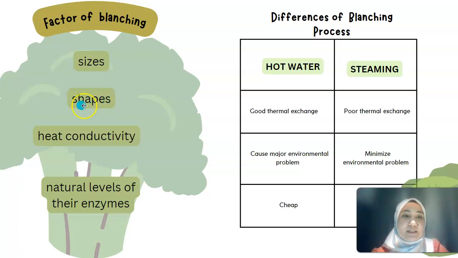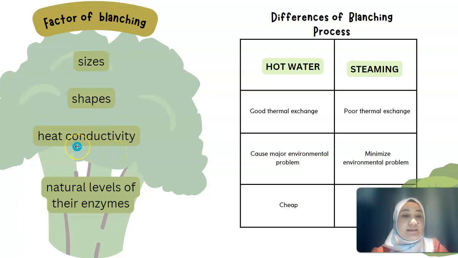Second one, shape factor. During the blanching process, the sample or the product also needs to be cut into uniform shapes. This will also help to encourage faster heat transfer from the water or the steam to the food products.